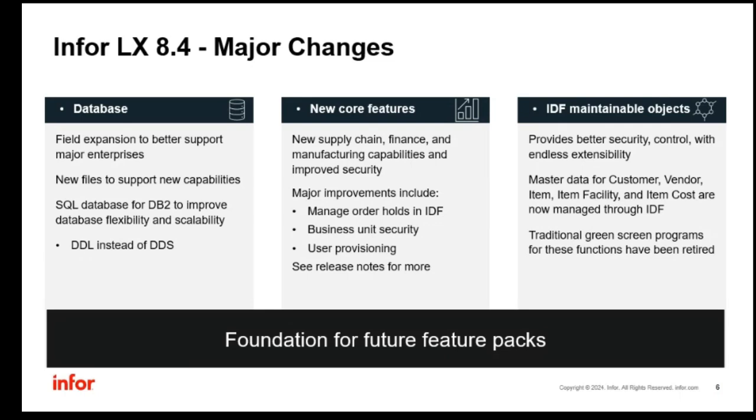Then, of course, there's a lot of new core features. New supply chain, manufacturing, and finance are always things that we invest in a release to improve the core functionality of the application. To give you an example, better ways of managing order holds. We've added business unit security.